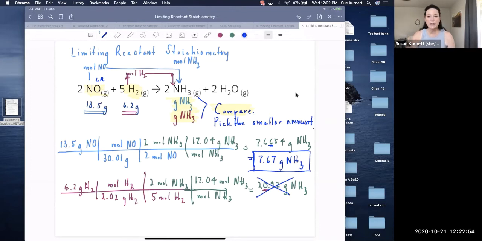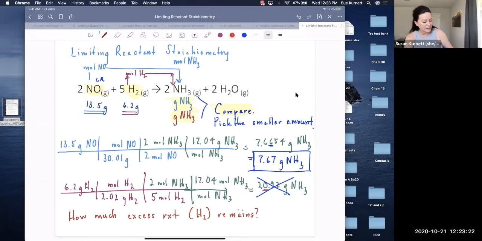So a common question might be, how much hydrogen was left over? And so we're going to do that one next. To answer the question, how much excess reactant remains, RXT means reactant, and in this case, it's hydrogen. We're just going to take the starting amount for hydrogen. 6.2 grams were available, and we're going to subtract how much was needed. We need to find that number. And the difference is how much is left over.